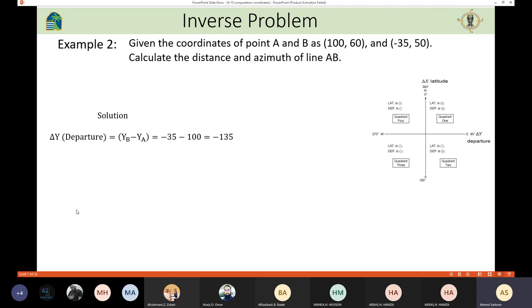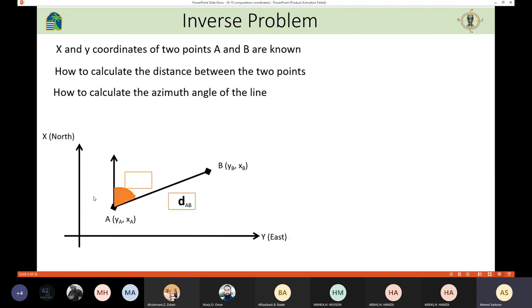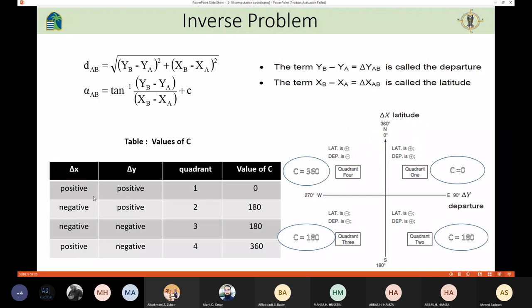Then you need to determine, use the two equations. You're going to use this equation here. You're going to use this equation. Okay, and also you are going to determine the distance. We already determined this and we already determined that. Then we are going to plug the numbers. And also we are going to use this equation. We already determined the departure and the latitude. And the value of C in this case is 180. And then we are going to get the answer.